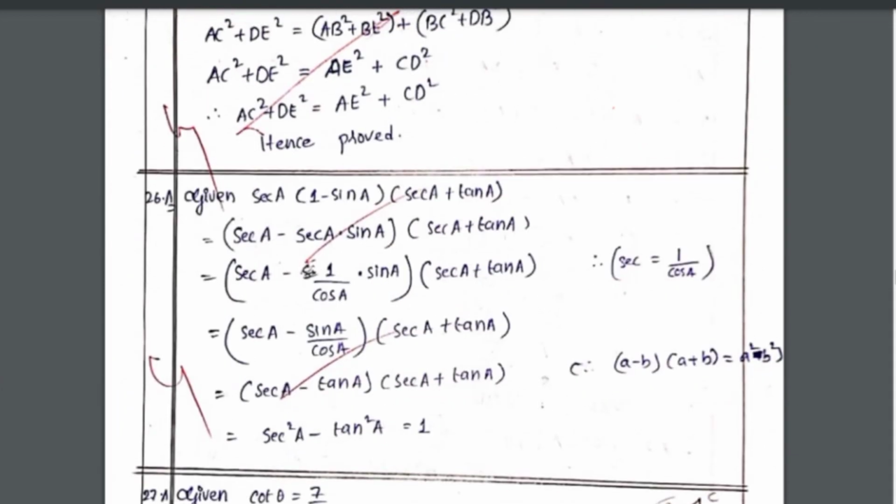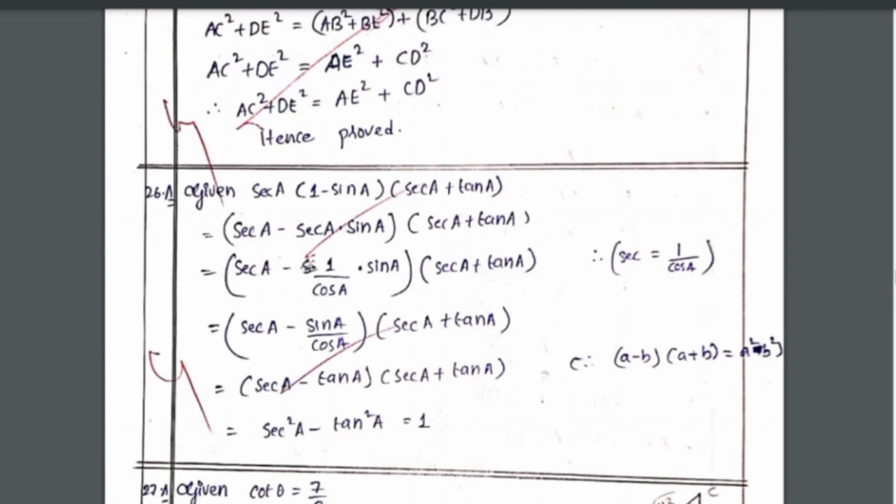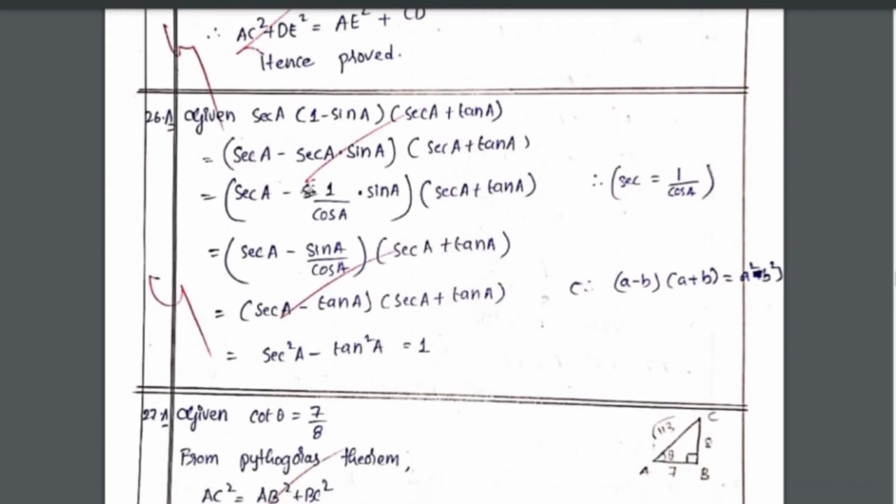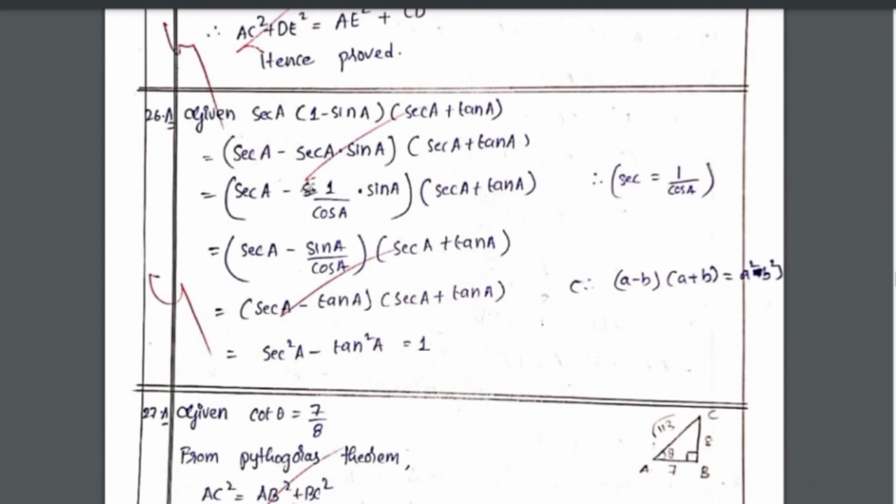These are all textbook questions, so I am not going to take more time to explain. Just see this. She used the distributive property here: secant A into 1, secant A into sin A. She wrote secant A as 1 by cos A, so sin A by cos A becomes tan A, giving secant A minus tan A, and the other factor as it is, secant A plus tan A. This is in the form (a minus b)(a plus b), which is a square minus b square. So secant square A minus tan square A equals 1. A very easy problem, but given for 4 marks. Okay, next question.